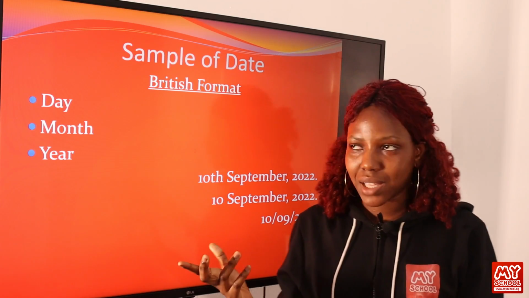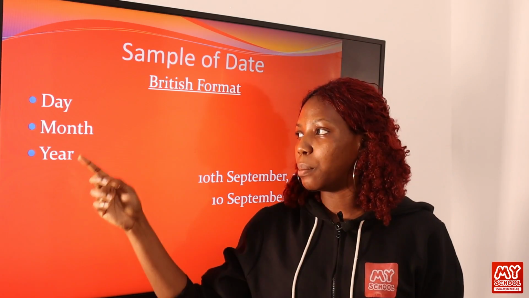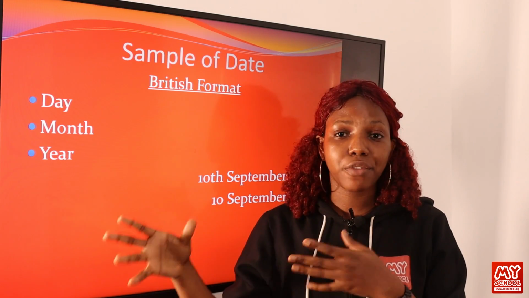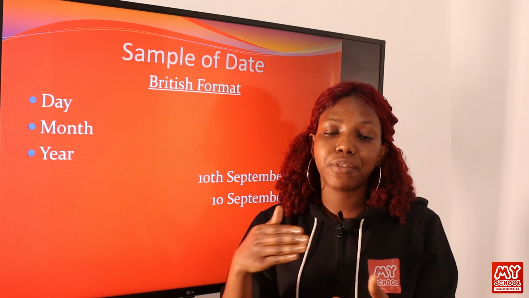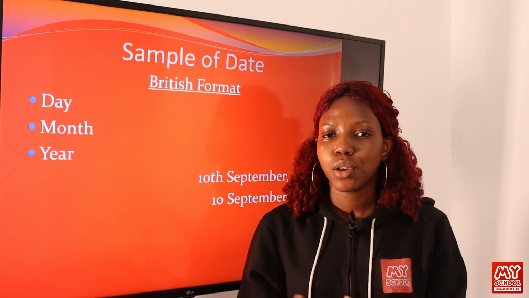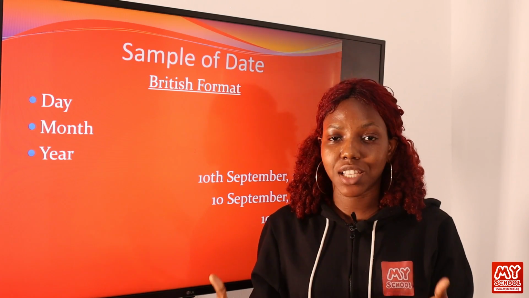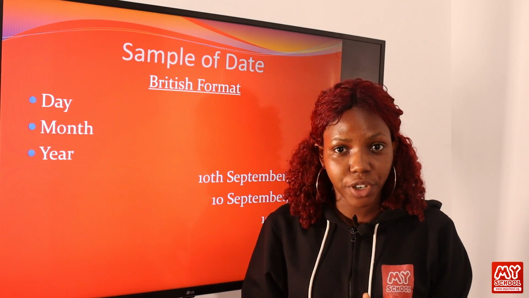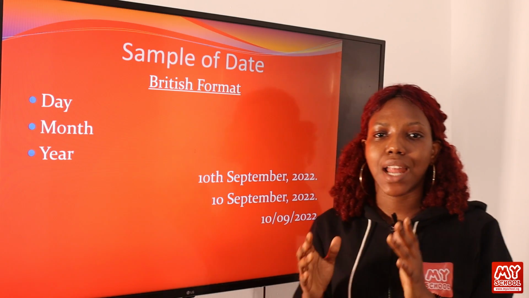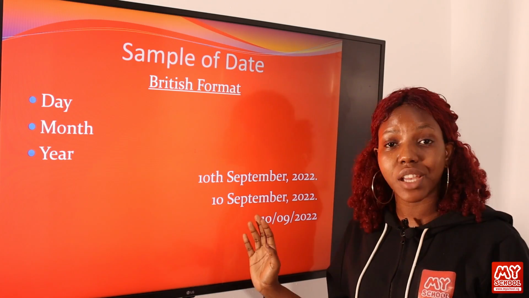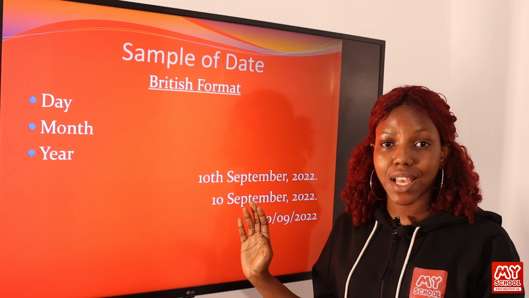So the British format is day, month, followed by the year. For every other format, you have the month first, like the Americans: the month first, then the day, and then the year. But for British, we speak British English as in Nigeria, so we have to follow this format, which is the day first, the month, and lastly the year. So you can see these are the three ways you can write it that are widely acceptable.